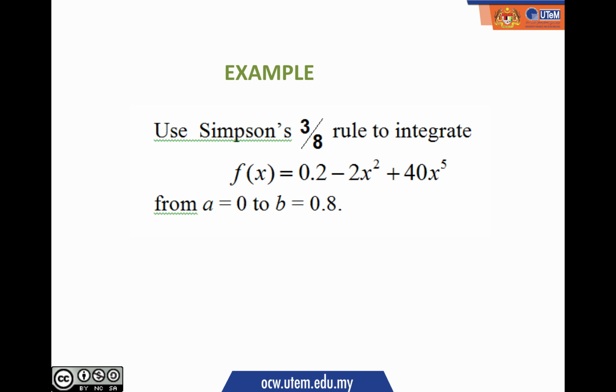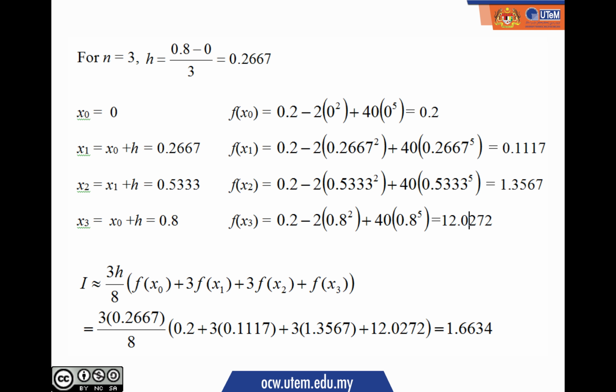Now, let's look at how to use Simpson's 3/8 rule to approximate this integral. First, let's determine the value of h. Since the region under the graph is split into 3 segments, for cubic interpolations, the integration interval is divided by 3. The step size is then equal to 0.2667. The 4 points we have here are this.